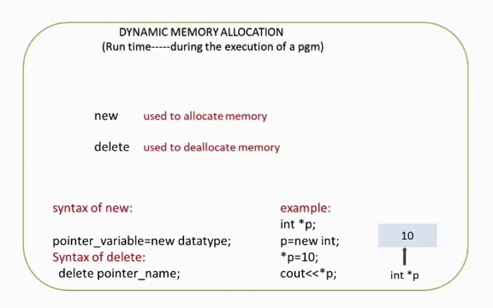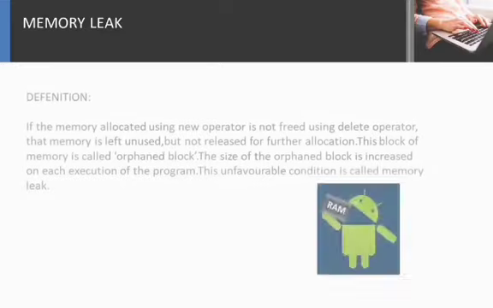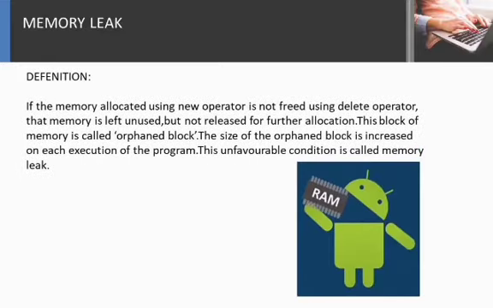Well, we have learned the concept of dynamic memory allocation, right? Now we are going to discuss a situation which is caused by improper use of dynamic memory. This situation is called memory leak. If the memory allocated using the new operator is not freed using the delete operator, that memory is left unused but not released for further allocation. This block of memory is called an orphan block. The size of the orphan block increases on each execution of the program. This unfavorable condition is called memory leak.